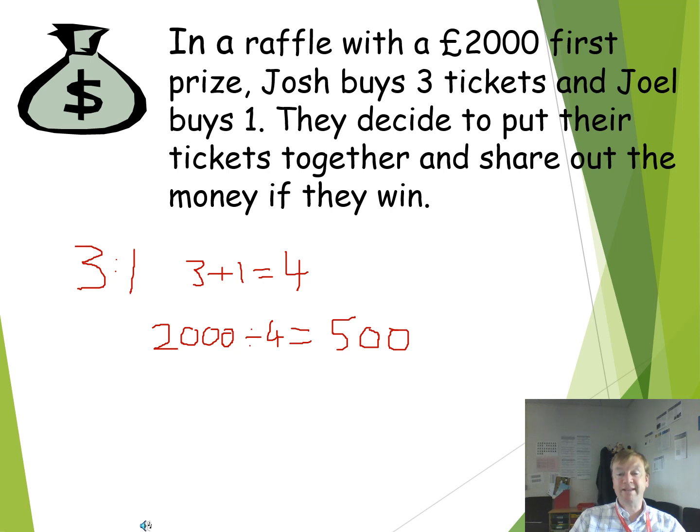Well, Josh bought 3 tickets, so he should get 3 shares. So for Josh, it's 3 times 500, which of course is 1,500. And then for Joel, it's just 1 share. So 1 times 500 and that gives us £500. So there we have it. Josh, having bought 3 tickets, would get £1,500 winnings, whereas Joel, having only bought 1 ticket, would get £500 winnings.